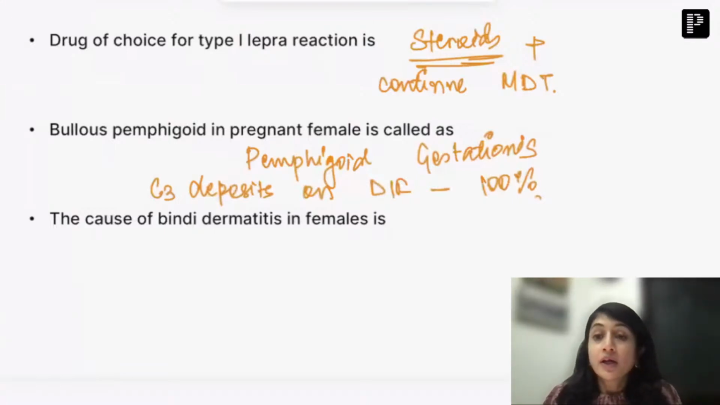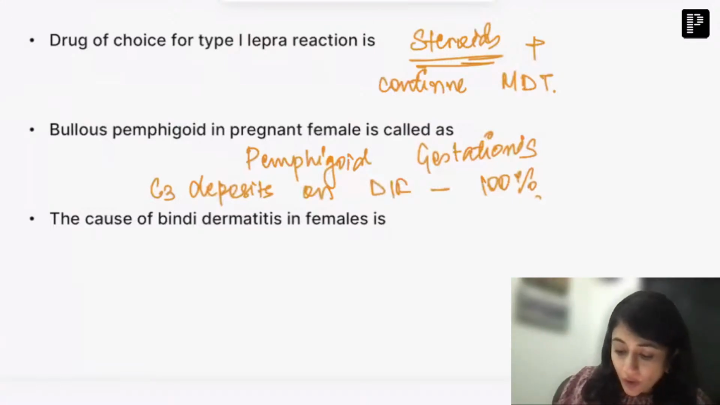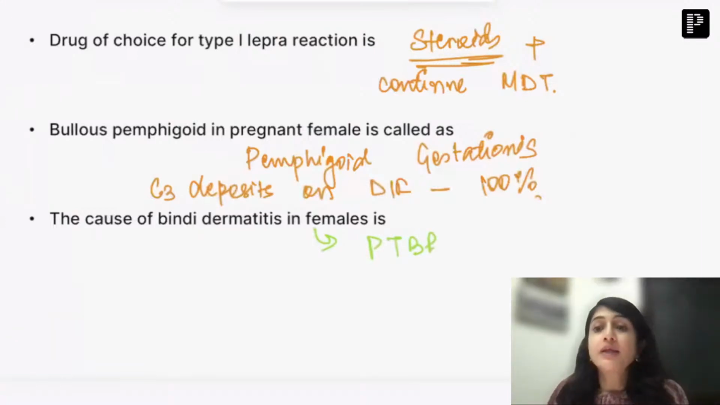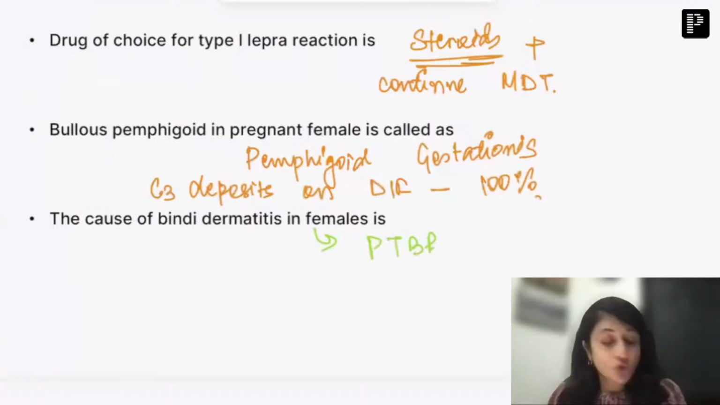Great. Next question, cause of bindi dermatitis in females is, I'll be a little quicker. We are half hour done and we've not covered half of the questions. So now I'll be quick. Cause of bindi dermatitis in females. Quickly, yes. The easy one, it is para-tertiary butyl phenol. For hair dye, it is paraphenylene diamine. Okay, so bindi dermatitis is caused by PTBP.